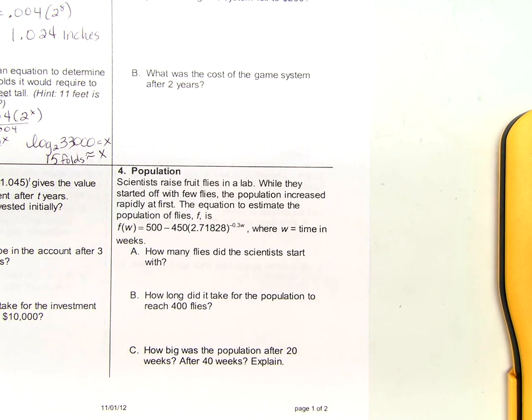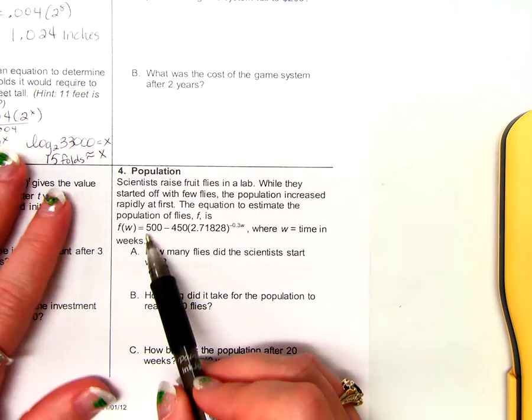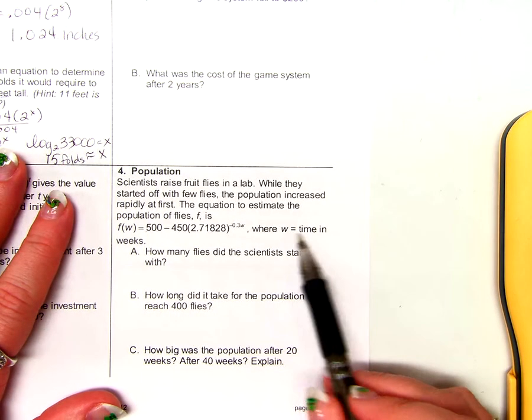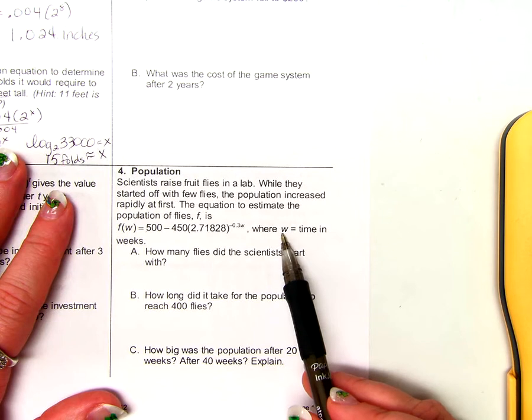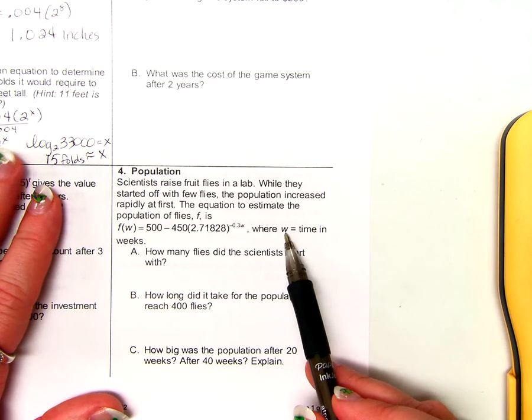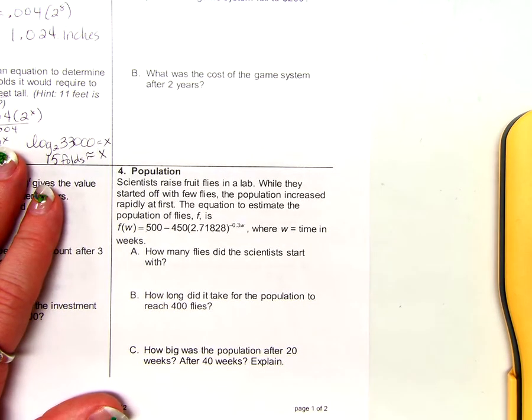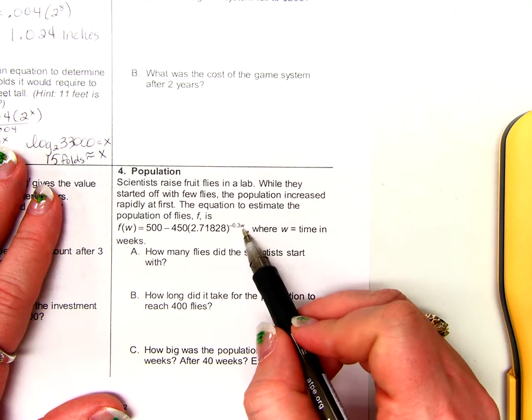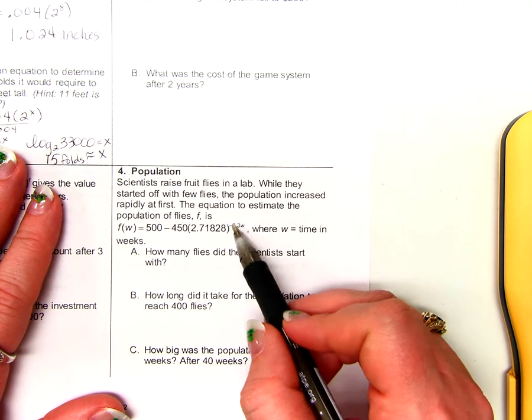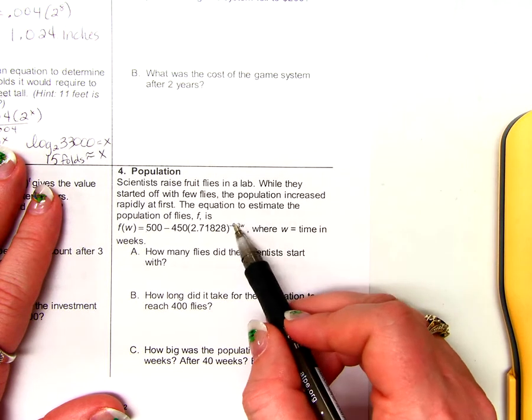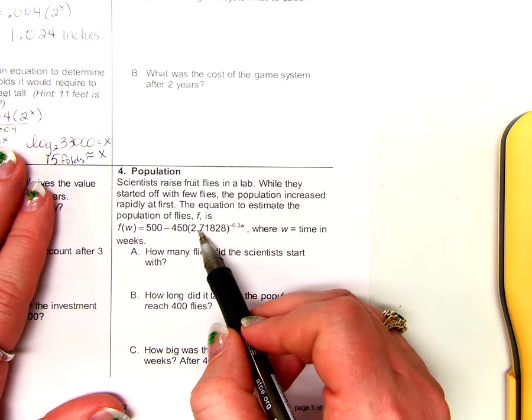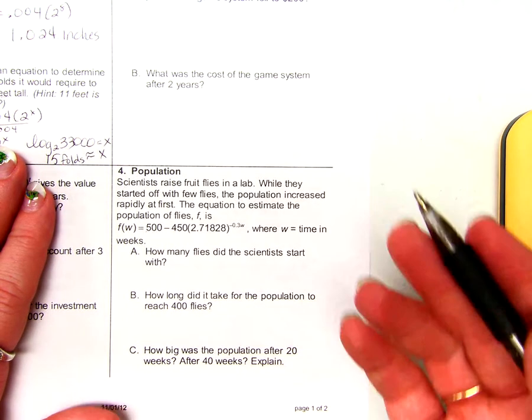A couple ways to figure this out. We could take this equation. If we know that time in weeks, when did they start? Well, they started when weeks was 0. So we could take a 0 and plug that in there. Something times 0 is 0. Anything to the 0 power is 1. 450 times 1 is 450. 500 minus 450 is 50.